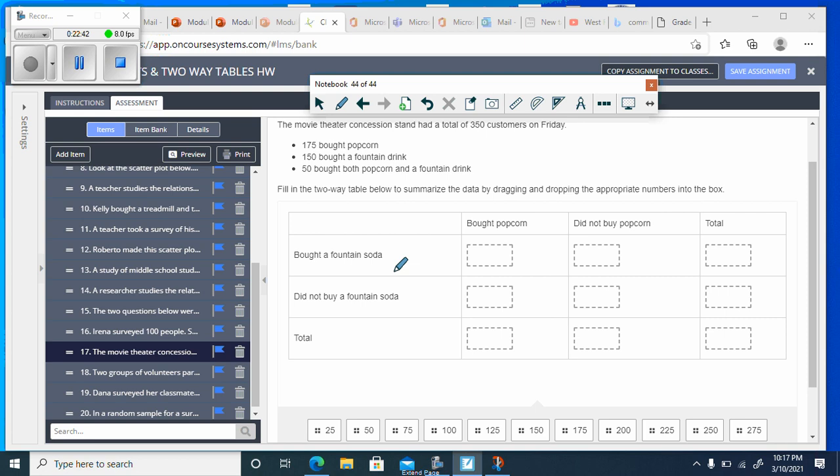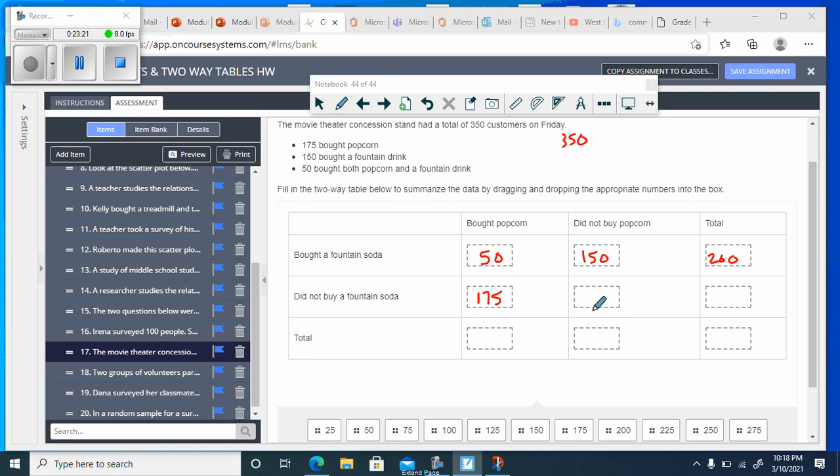Bought a fountain drink and bought popcorn. Bought both popcorn and a fountain drink, that's 50. Bought a fountain drink, didn't buy popcorn, 150. So the total of that is 200 people. Didn't buy a fountain drink, bought popcorn, that's 175. Didn't buy fountain drink, didn't buy popcorn. Bought both popcorn and fountain drink, bought popcorn. Okay, there are 350 customers.